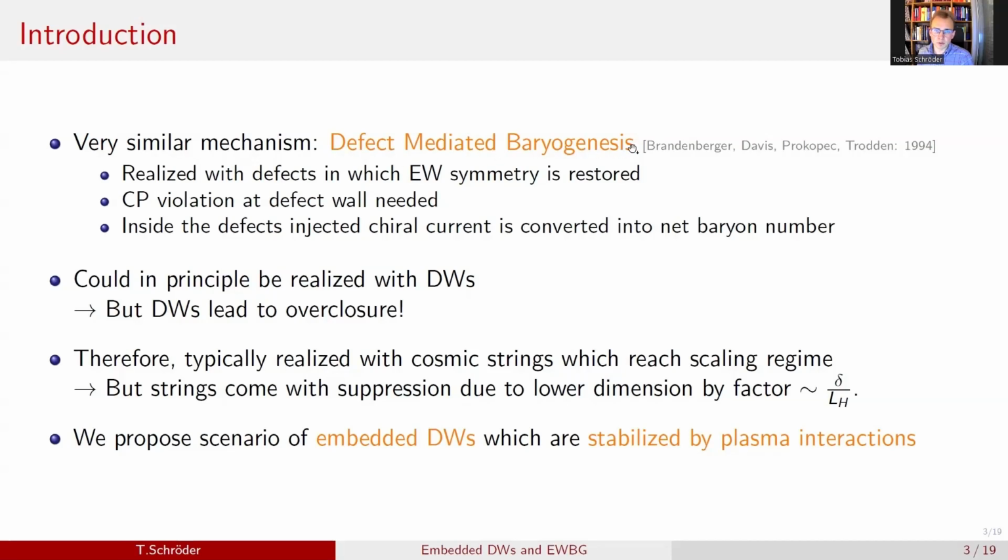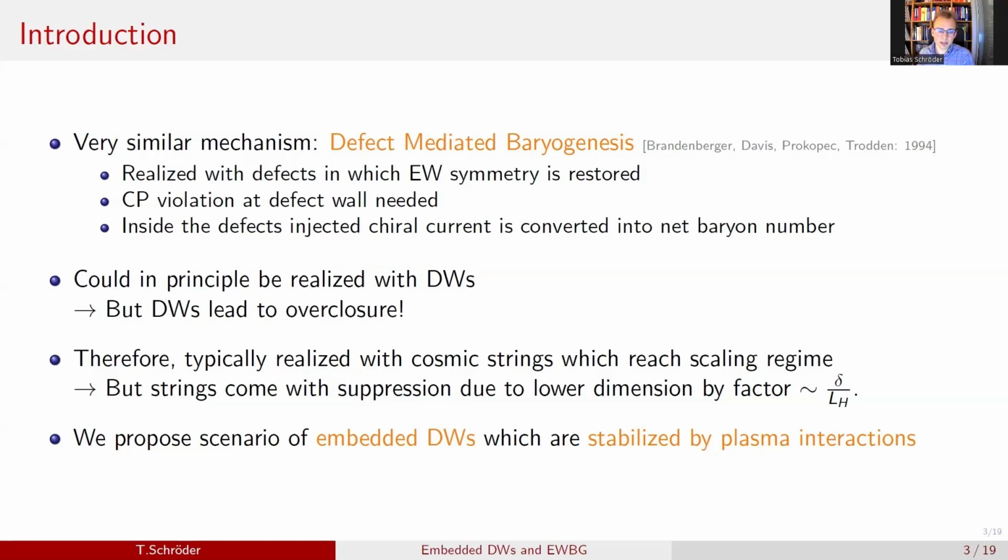A very similar mechanism is defect-mediated baryogenesis. It does not require a first-order electroweak phase transition, but instead cosmic defects in which the electroweak symmetry is restored. In addition, one needs again CP violation at the defect wall. If the defects now move with relativistic velocities with respect to the cosmic fluid, then fermions will be reflected in a CP violating manner from the wall. This leads to the injection of a chiral current into the interior of the defect, where weak sphalerons can again convert the chiral asymmetry into a net baryon number.